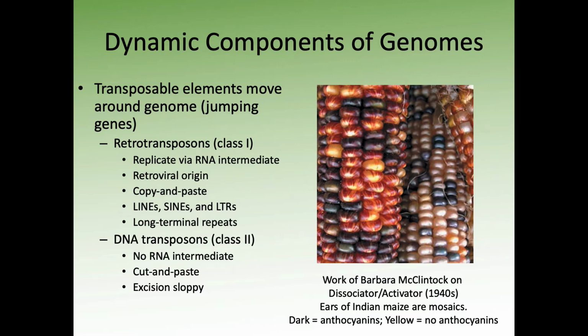Specifically in Barbara McClintock's case, she was looking at a set of genes known as DNA transposons. These genes work in a cut and paste mechanism where they cut out of one area and then insert themselves into another area. There are also retrotransposons. These are transposable elements that are often retroviral in origin. And basically what happens here is they're more of a copy and paste mechanism. They'll be in the genome, there'll be an RNA intermediate made as a copy, and then that will find somewhere else in the genome to insert itself.